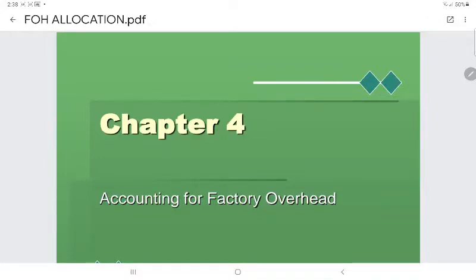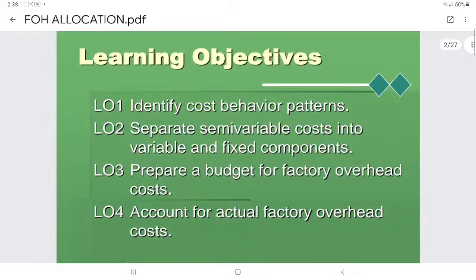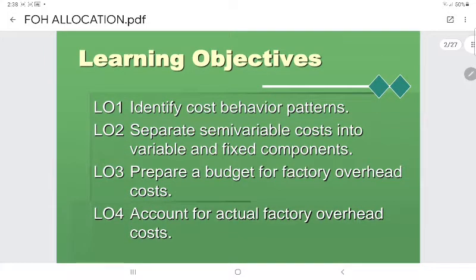Good day, students. So, we will be discussing accounting for factory overhead, and the learning objectives are you have to identify the cost behavior, okay? And we know that your cost behavior are, you have three, right? So, you need to think of what are those. And likewise, we have to separate, okay, your mixed costs, or in this case we call it semi-variable cost.